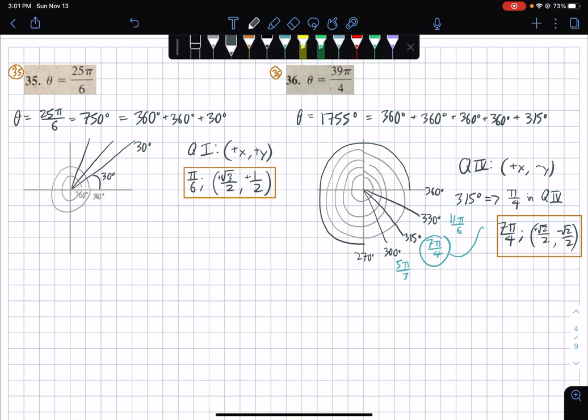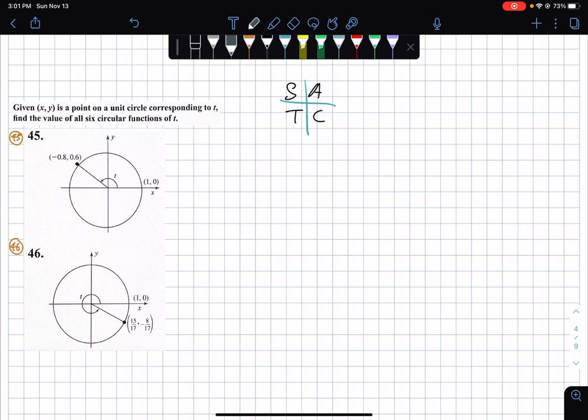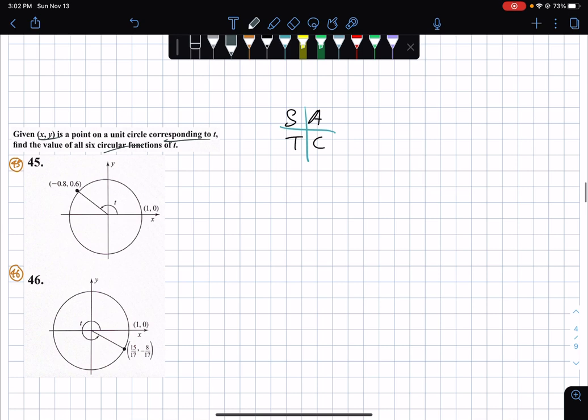Alright, so far so good. Let's move on. So, given x, y is a point on a unit circle corresponding to t, find the value of all circular functions of t. Okay, by circular functions, we mean sine, cosine, tangent, and their respective inverses. For sine, it's cosecant, cosine is secant, and for tangent, it's cotangent.